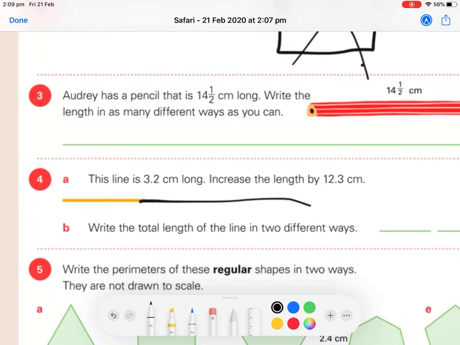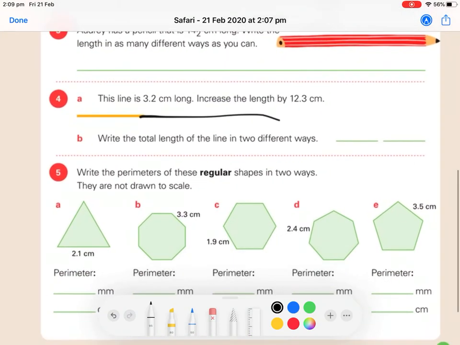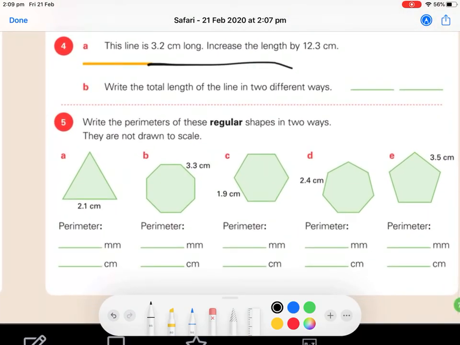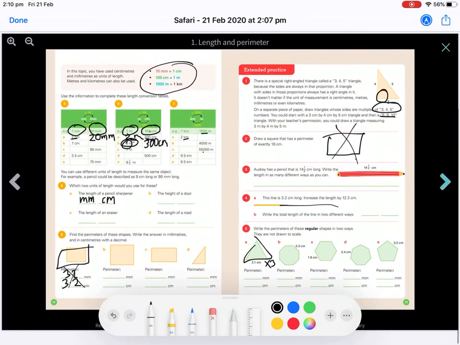This line is 3.2 centimetres long. Increase it by 12.3 centimetres. Write the total length of the line in 2 different ways. Write the perimeter of these regular shapes in 2 ways. They are not drawn to scale, so don't bother using your ruler to try and measure them. It's not going to work. That one looks like an equilateral triangle, so multiplying by 3 could be a really good option there.